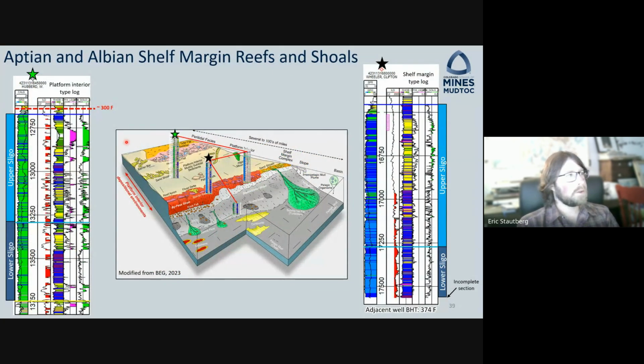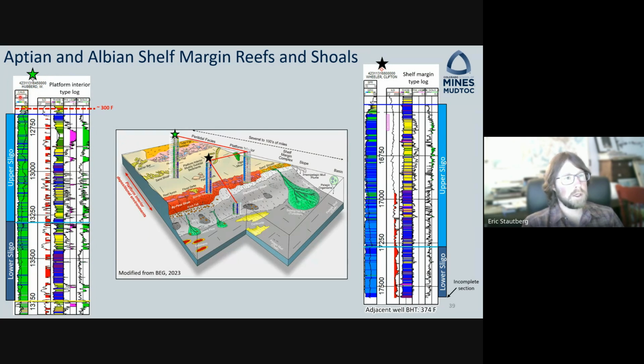So now moving into some of the play types to finish up here that I've identified. The first thing I'm interested in are these Aptian and Albian shelf margin reefs and shoals. These are two type logs from the Sligo system, that deeper Albian carbonate system, one for my platform interior and one for my shelf margin. This is just your typical carbonate block diagram that shows what one of these Cretaceous carbonate systems might look like with your platform interior and your platform shelf margin reefs and shoals here.